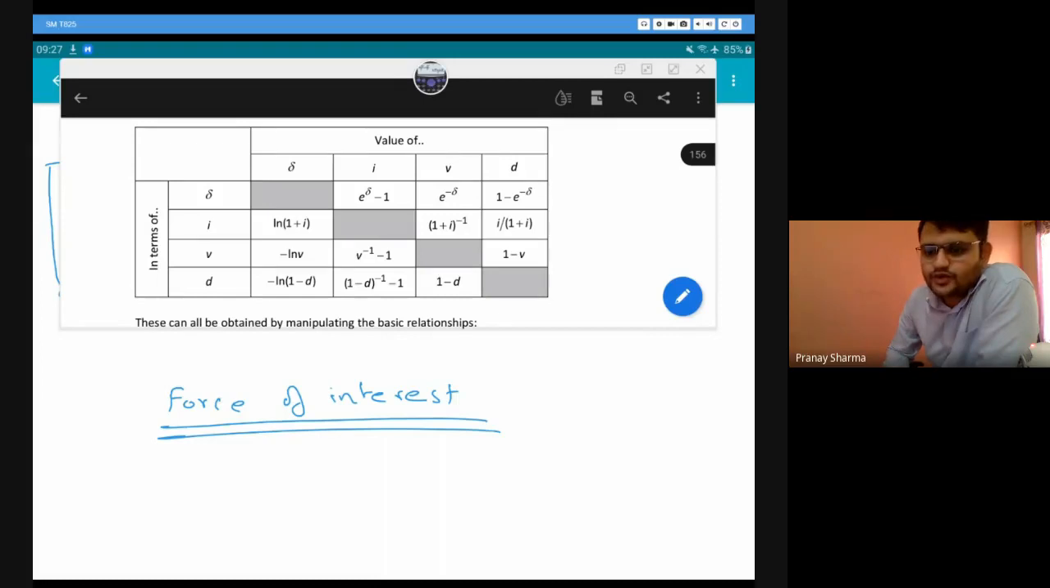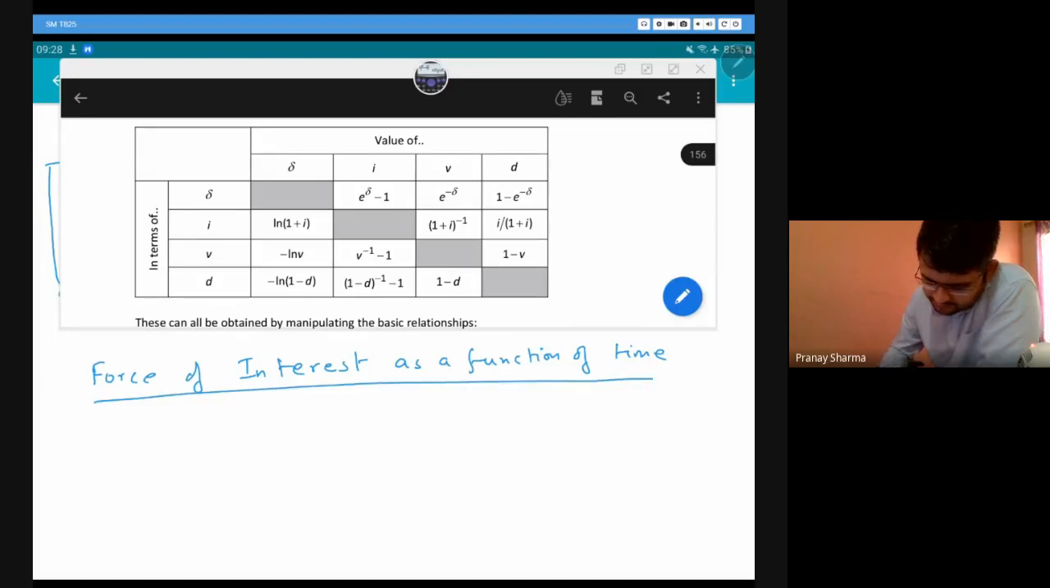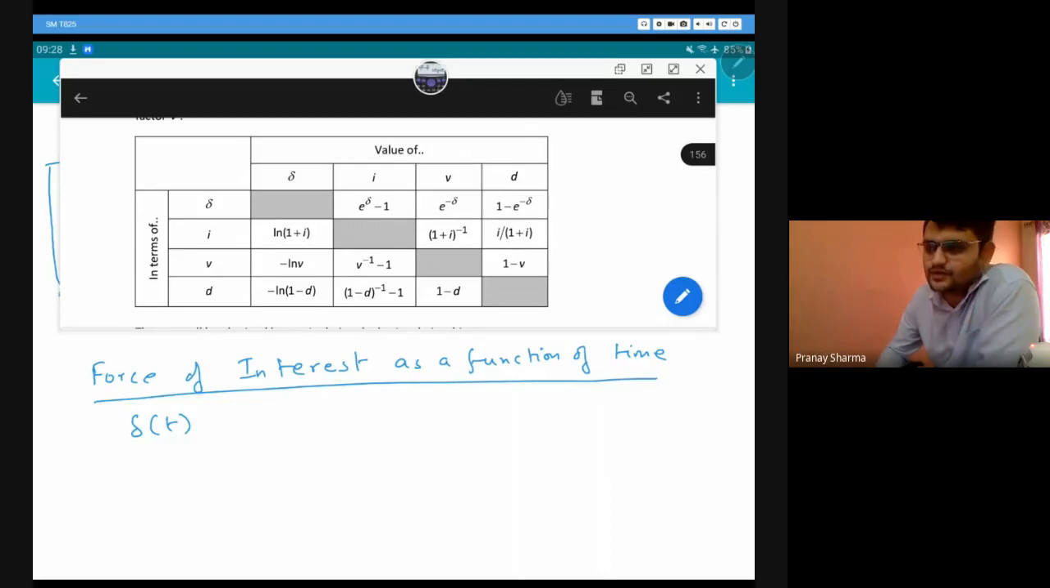Now there is one more concept that is left in this chapter, that is force of interest as a function of time. We say delta t. So our delta as a function of time, we'll write it as delta t. So I'll take an example. Now, why would we have force of interest as a function of time? Now, let's take an example.